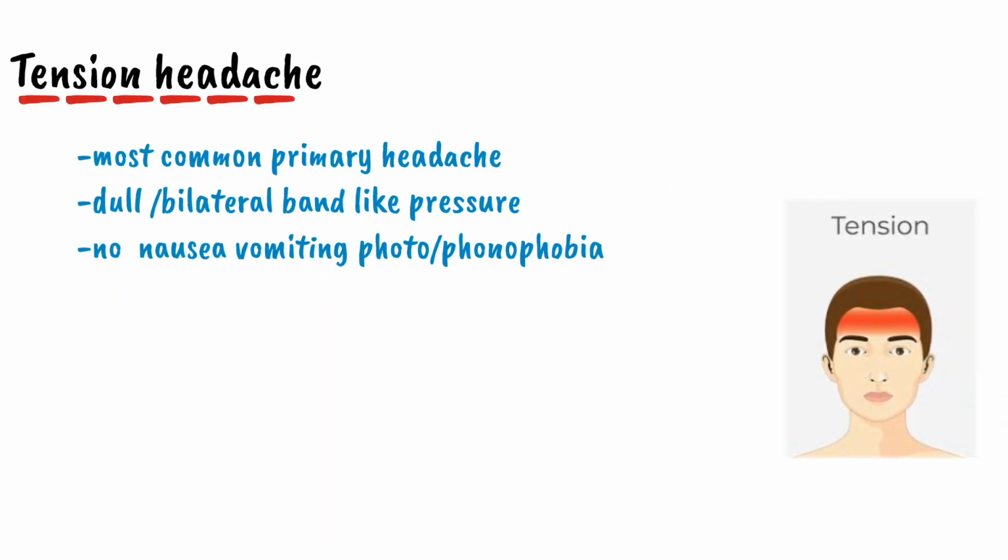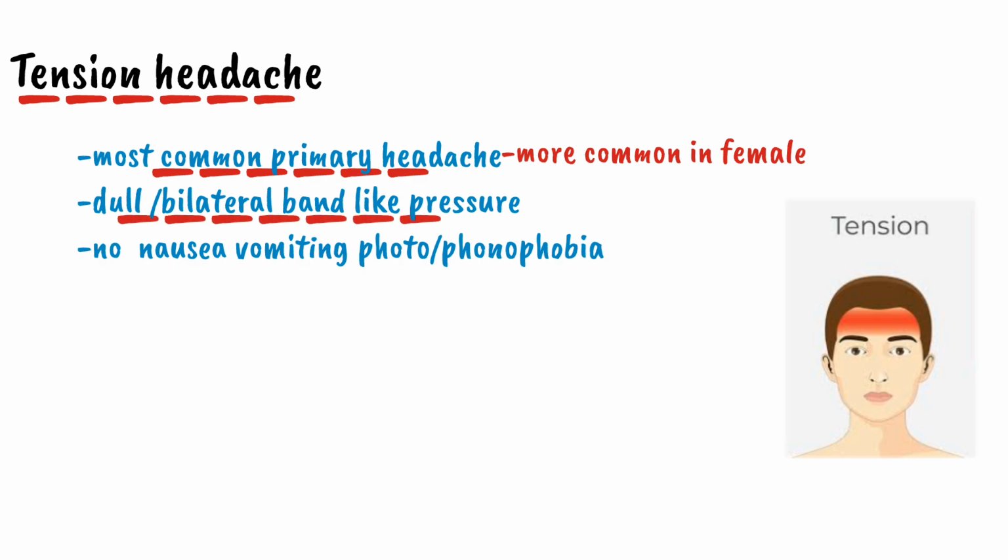The tension type headache is the most common primary headache. It is more common in females as compared to males. Clinically, the patient will present with bilateral headache, such as dull band-like pressure over the forehead, and there will be no associated symptoms such as nausea, vomiting, or aura. Sometimes the patient can present with photophobia or phonophobia, but only one of these two will be present. Both will not be present at the same time.